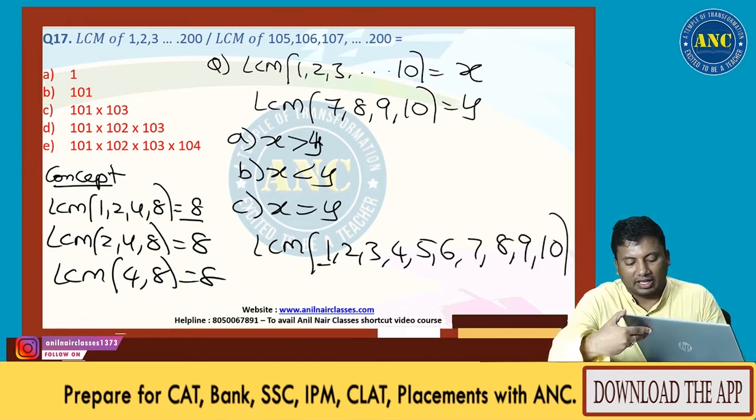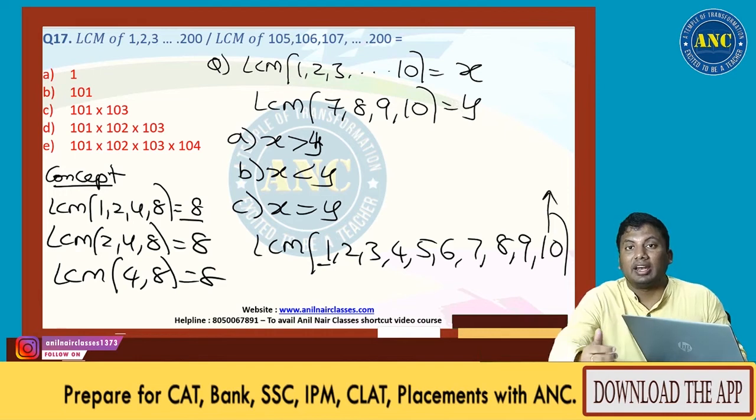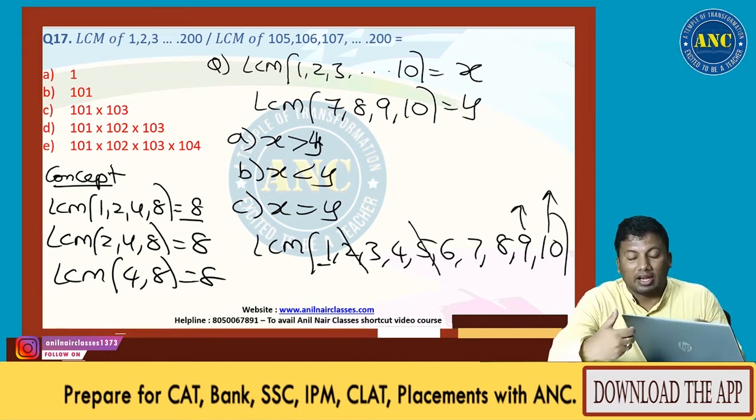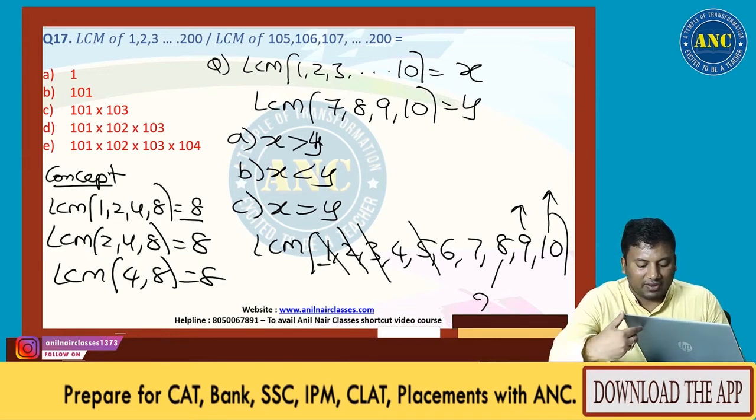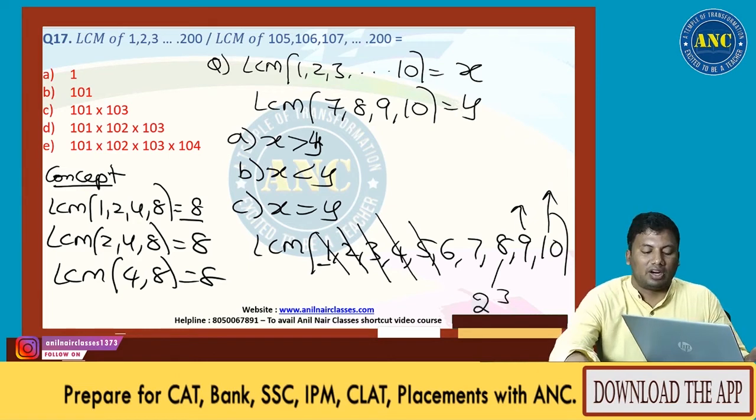8. Let me take the highest, 10. What are the factors of 10? 2 and 5. You don't need to take 2 and 5. 9. What are the factors of 9? 1 and 3. You don't need to take 1 and 3. 8. What are the factors of 8? 1, 2, 4, 8. 1, 2, 4 cannot be taken.